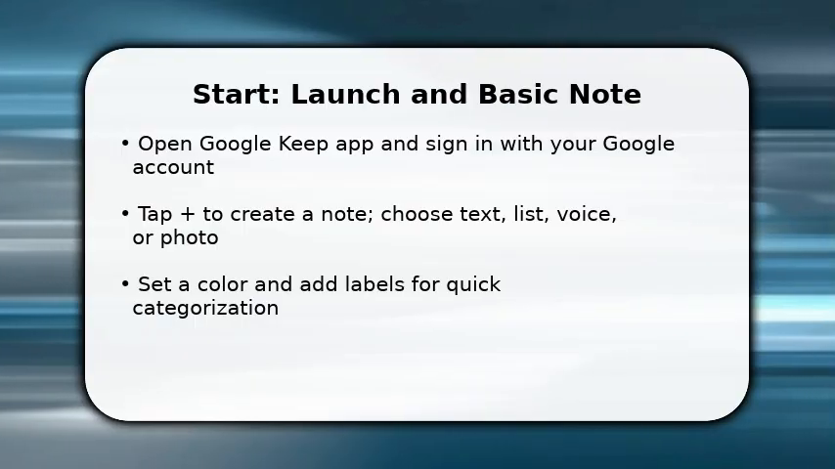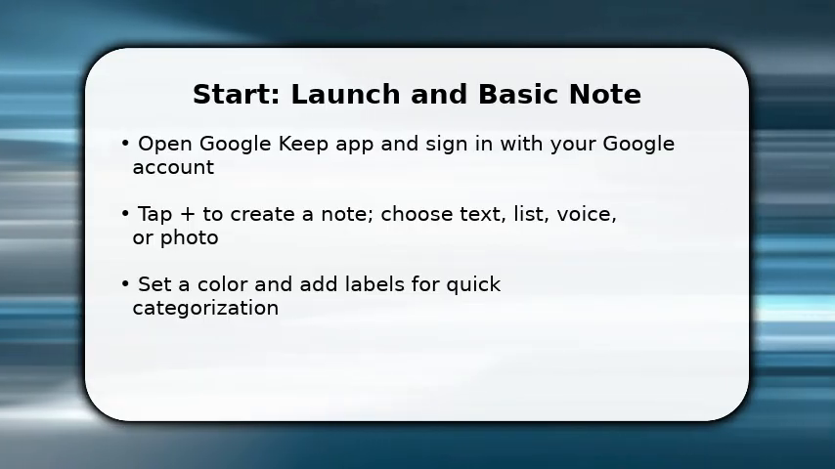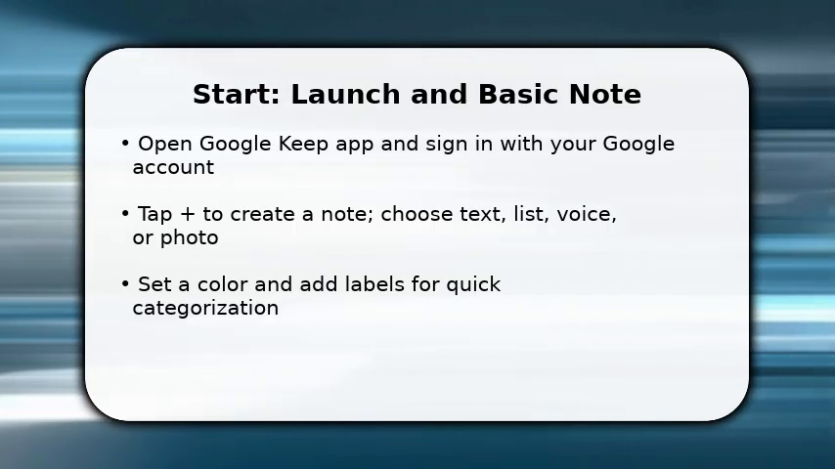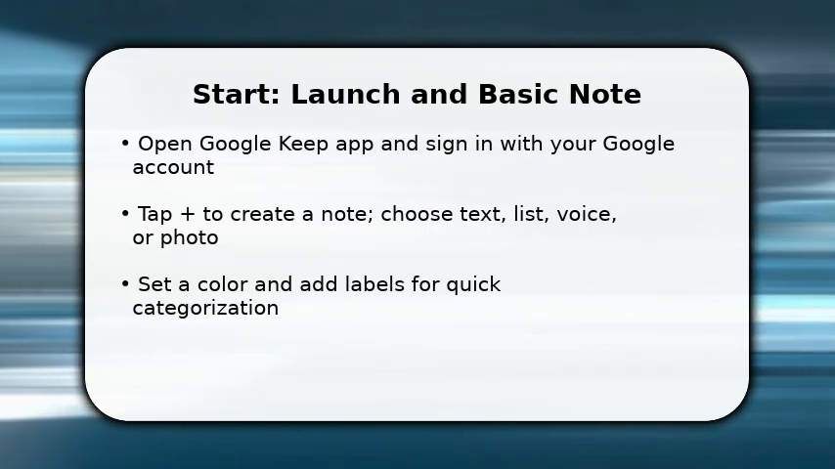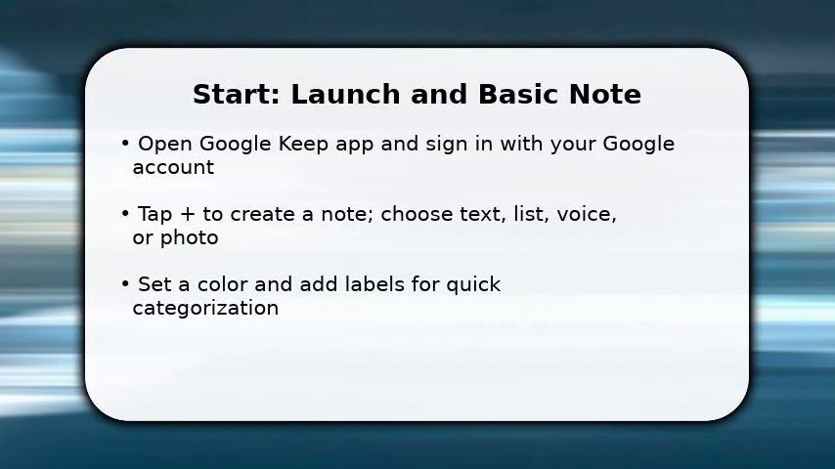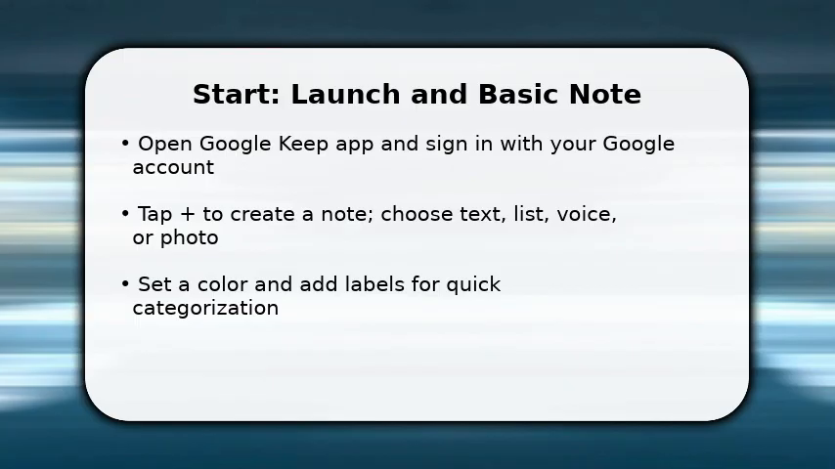You open Google Keep and sign into the Google account you use daily. Tap the plus button to create your first item, select text, checklist, audio, or photo, choose what fits the task. Once done, use color and labels to tag the note so it's visible in searches and label filters. Make sure to add a short title. This first step gets your content captured and organized for fast retrieval.